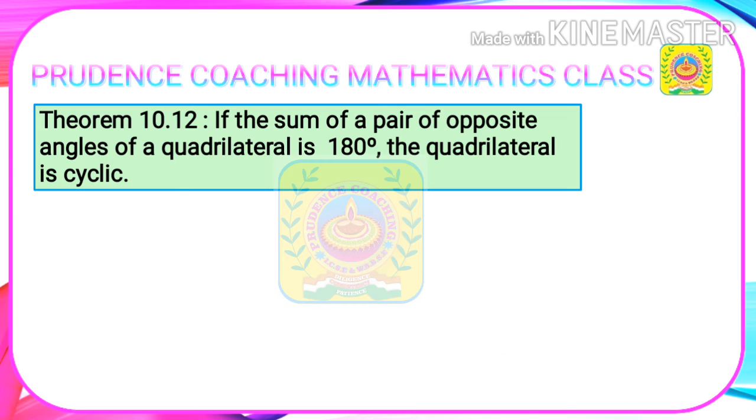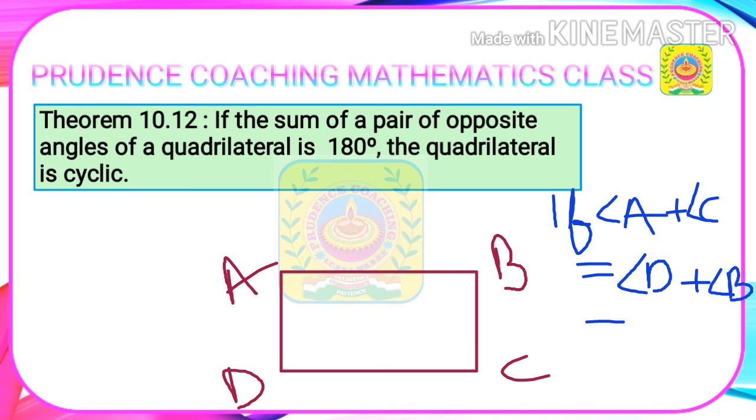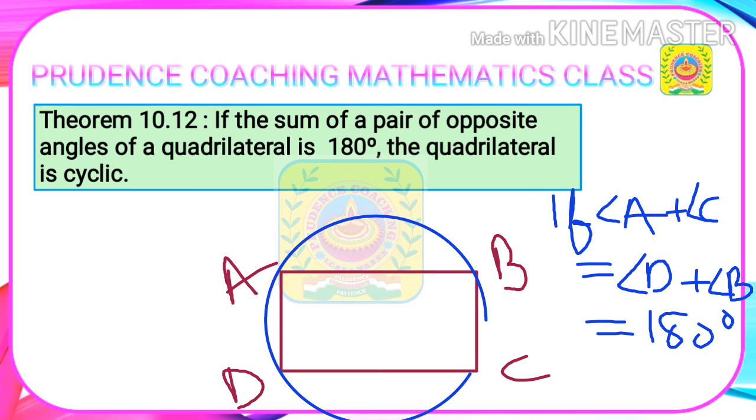In the next theorem, the reverse of this theorem is also true. That is, if the sum of a pair of opposite angles of a quadrilateral is 180 degrees, that means the quadrilateral is cyclic. Let us understand this with the help of a diagram. If a quadrilateral is ABCD and A plus C and B plus D equal 180 degrees, that means this quadrilateral ABCD is a cyclic quadrilateral.